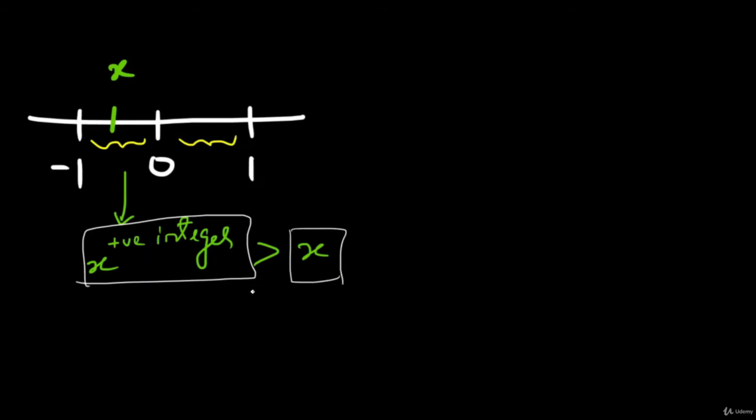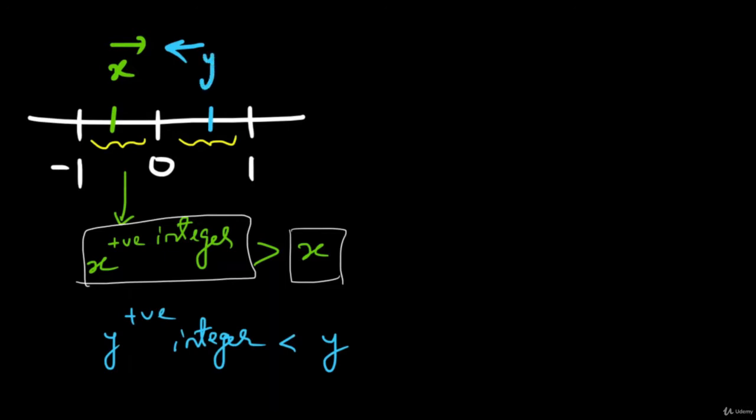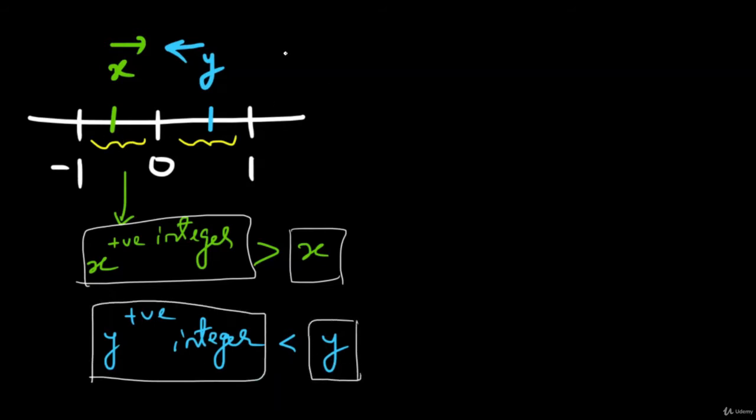What is actually happening is you are moving towards the right of the number line. Now, if you take a number between 0 and 1, let that be your y, and if you raise it to a positive integer, then you are moving to the left. That is, this number will be less than y. Remember, on the number line, as you go to the right, you get greater numbers, and as you move to the left, you get smaller numbers. Alright, now let's check this.